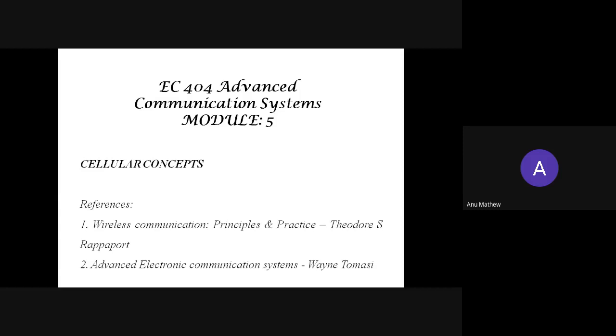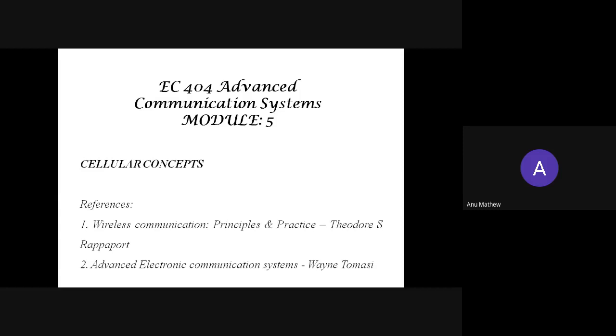So, a new technology called cellular technology, which will resolve this problem of spectral congestion and capacity. This cellular concept was introduced by Bell Labs. And in this cellular concept, a large single high power transmitting antenna is replaced by many small, low power transmitting antennas.